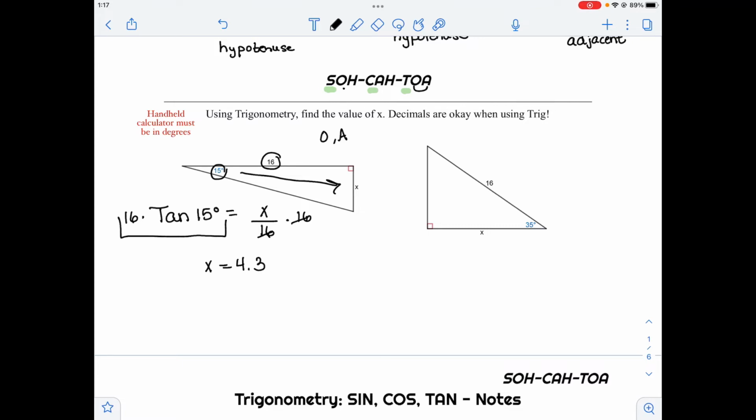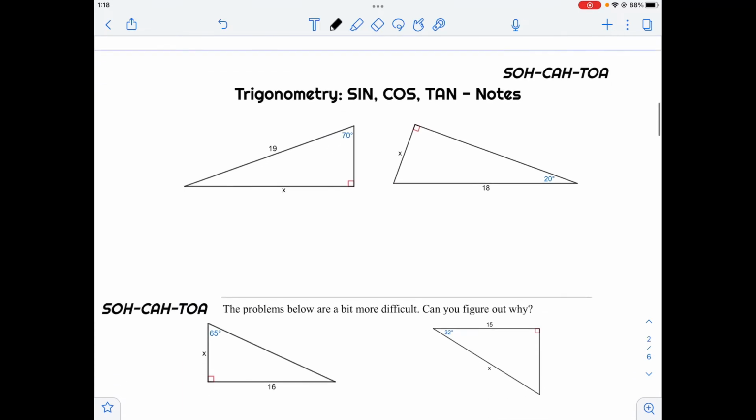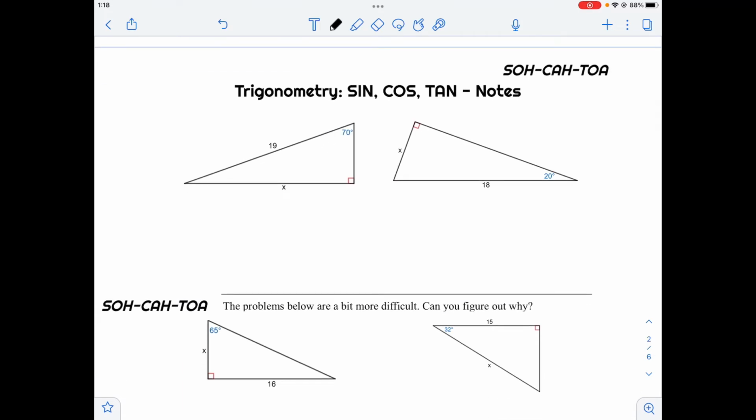Let's look at the next one. We're given a degree of 35. We know something that's adjacent, and we know hypotenuse. So we're looking for an A and an H. A and H is the cosine. So go ahead and set up your ratio. Solve. So multiply both sides by 16. Use your calculator, plug it in, and you're going to have 13.1. I want you to try these two on your own and see if you get the right answer.